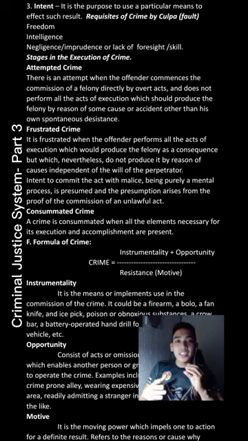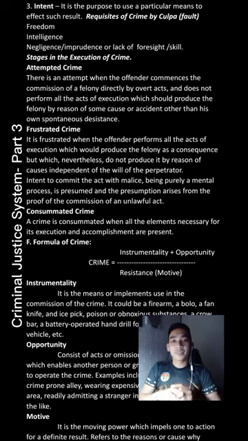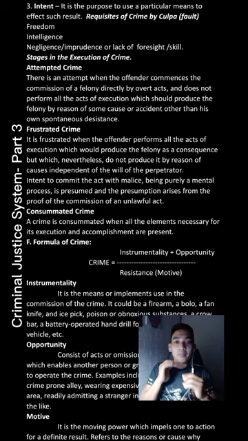Now let us proceed with the stages in the execution of crime. There are 3: attempted crime, frustrated crime, and consummated crime. First, attempt. From the word attempted, it's an attempt. There is an attempt when the offender commences the commission of a felony directly by overt acts and does not perform all the acts of execution which would produce the felony by reason of some cause or accident other than his own spontaneous desistance.